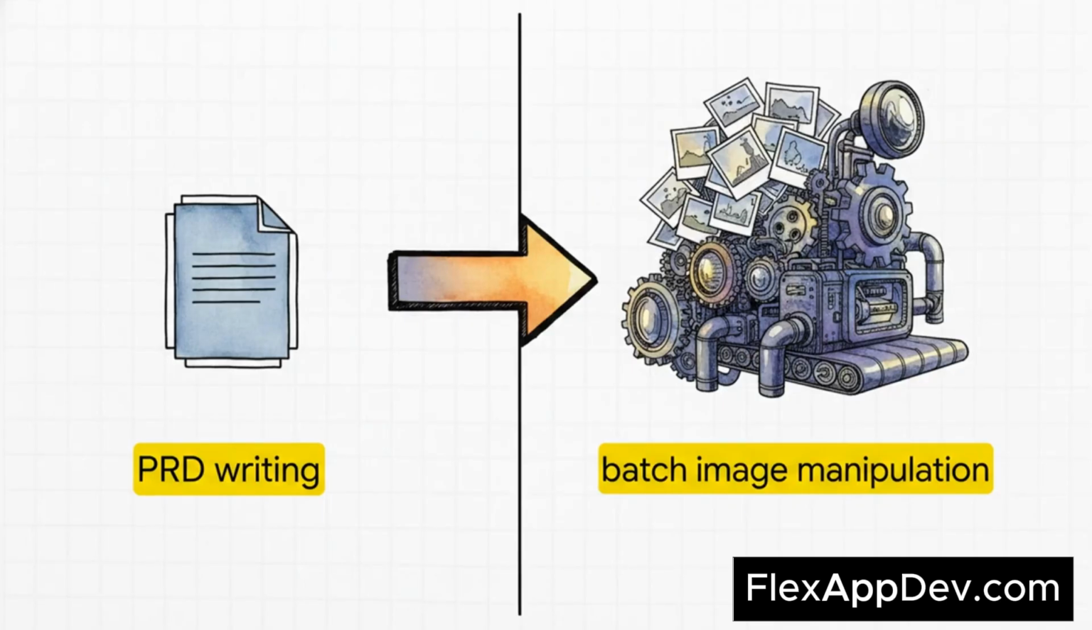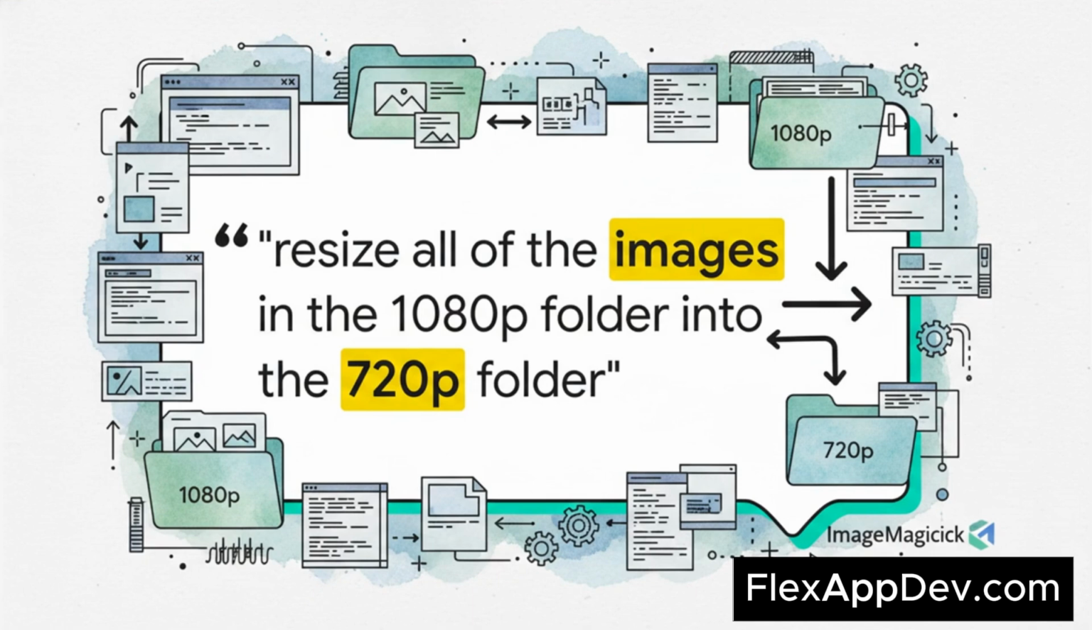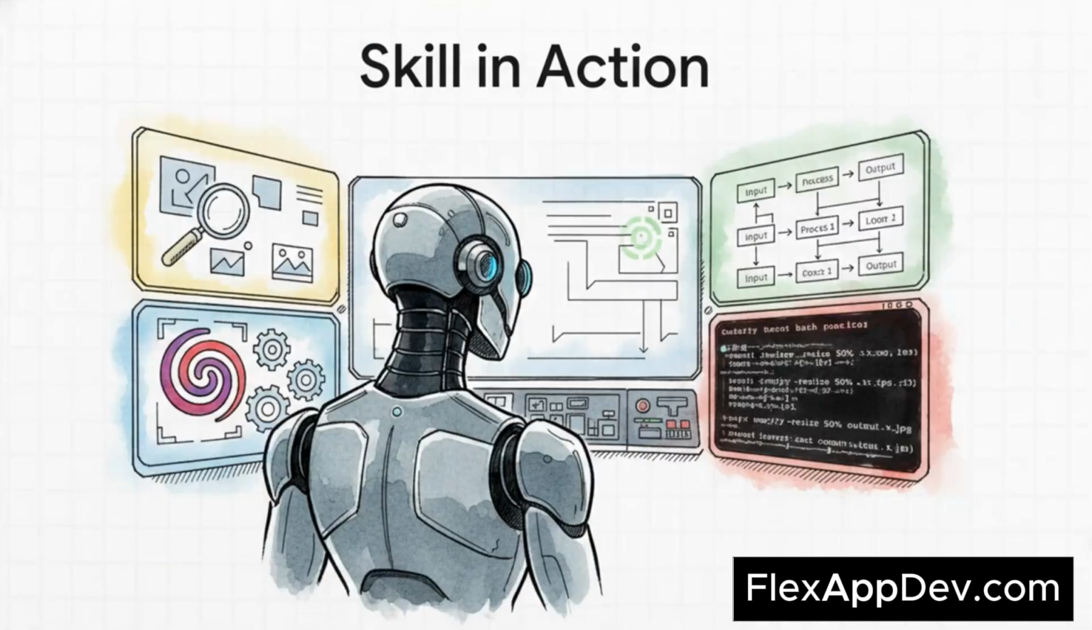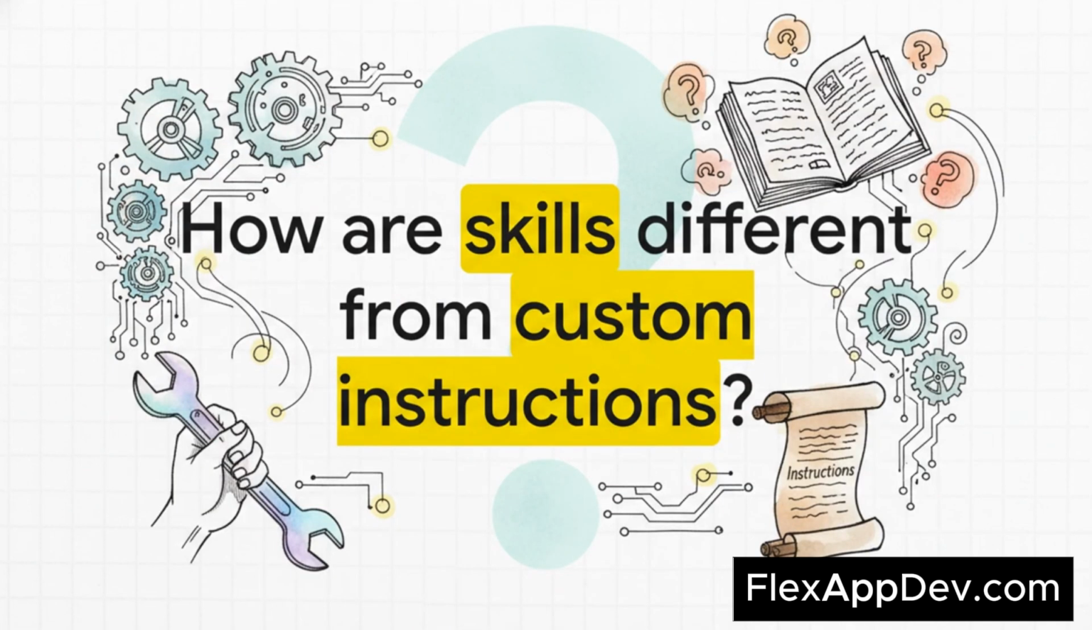Okay, but what about something more complex? Let's look at a real-world example, image manipulation. So, say you've got a skill for ImageMagick, and you give the agent this simple, clear request. That skill just kicks in, finds the right tools, and runs all those complex commands for you. It's completely automatic. You might be wondering, wait, how is this different from the custom instructions I already use?